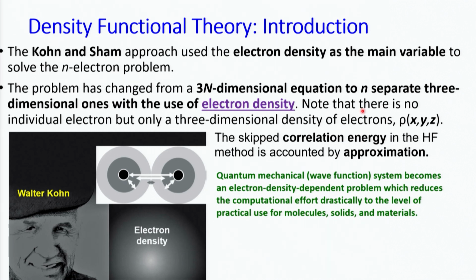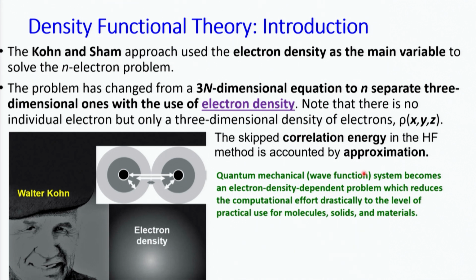So the time taken to solve the energy equation is less if you do it in terms of the electron density or charge density. And also we can consider the correlation energy if we have the proper functional form. The skipped correlation energy in the Hartree-Fock methods is accounted for by some approximation. So the quantum mechanical wave function system becomes an electron density.